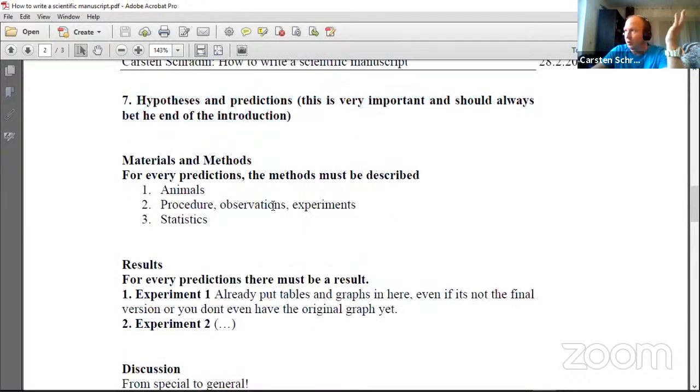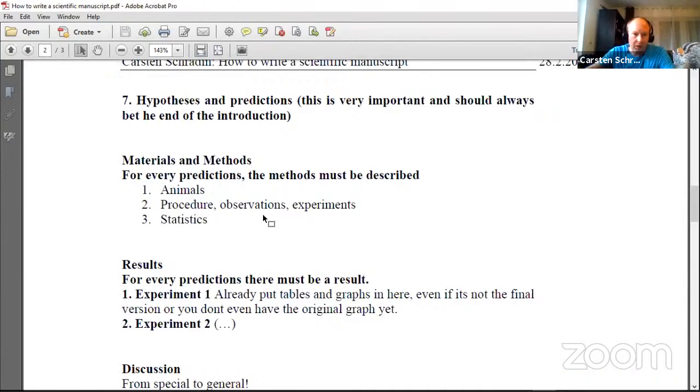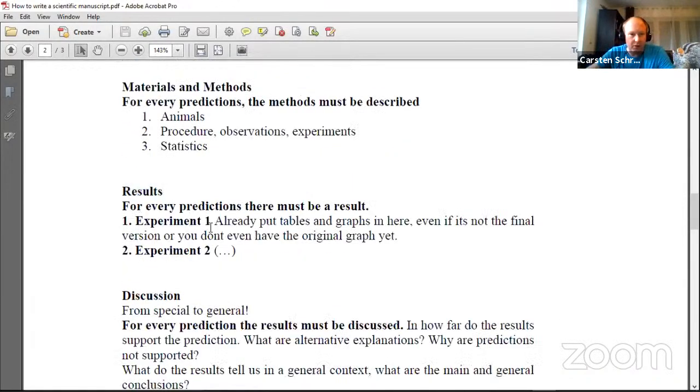And that also means for your specific manuscript you will be working on, you can already think about what subheadings do I need and put these subheadings in. Then comes the results. Like I said, for every prediction or question, there must be 1 result part.